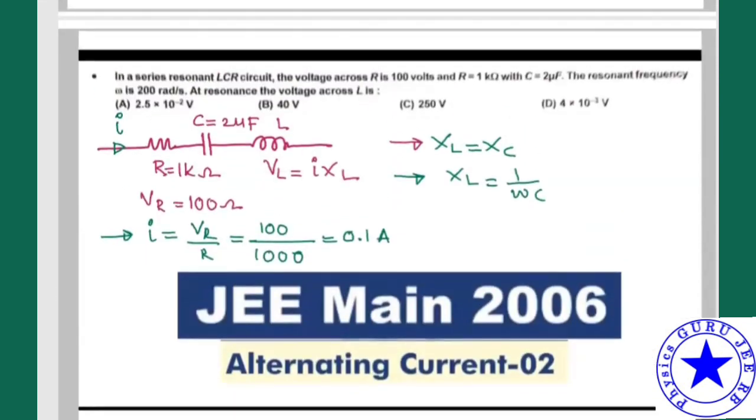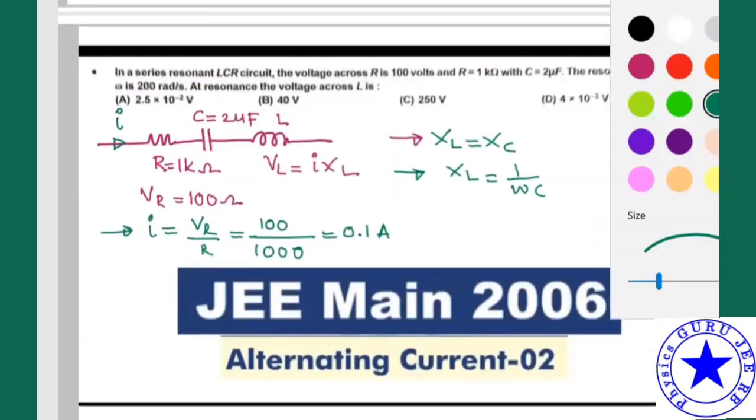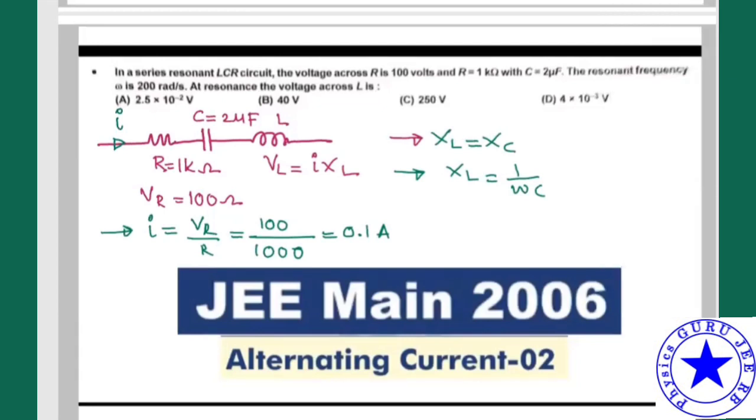Finally, how do we calculate the voltage across the inductor? If I want the voltage across the inductor, VL equals I into XL, right? Then I can even write I into 1 by omega into C. Simply substituting the current we got, 0.1, divided by omega into C. What is the omega value?